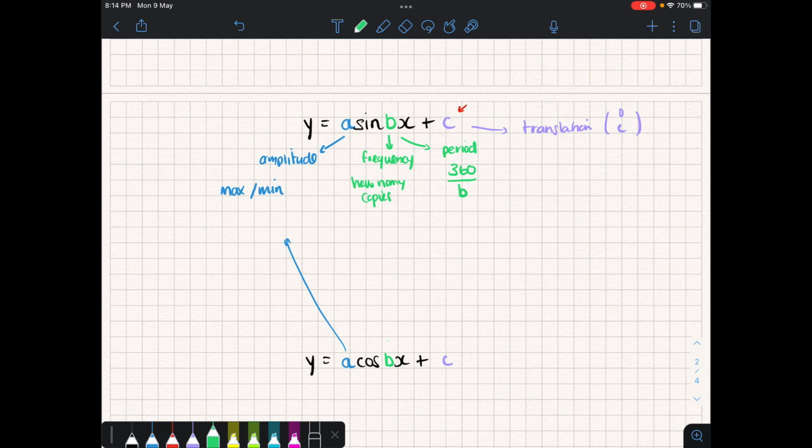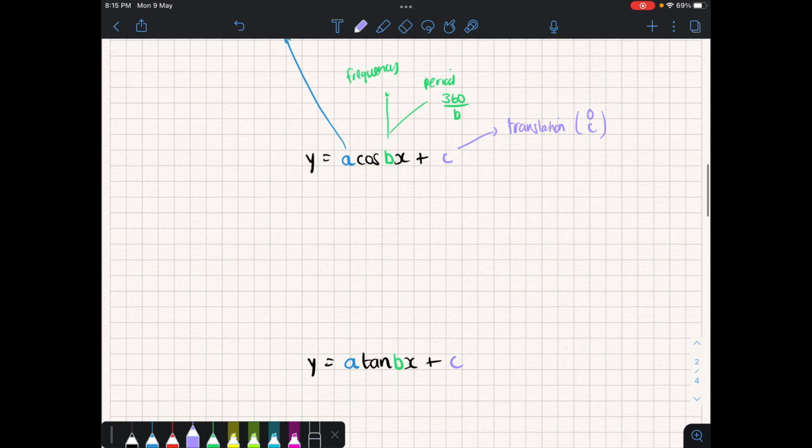Right, B again is our frequency. Right, how often are we going to get one copy of the cos graph in its normal cycle, which is 360 degrees, or we can think about it as period. And once again, cos has a period of 360 degrees. If we divide that by B, it'll tell us what the new period is. And then C is just a translation again, and all it does is tell us how much the graph is translated up or down.